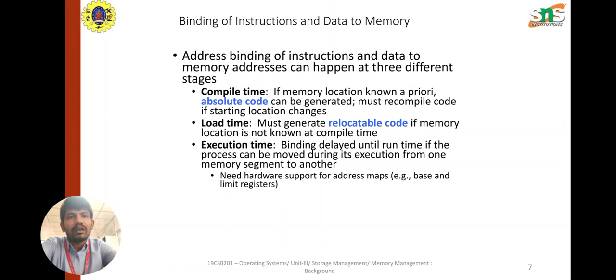So if a memory location is not known at compile time, binding is delayed until runtime. This is execution-time binding, used if the process can be moved during its execution from one memory segment to another. It also needs hardware support for address maps, for example base and limit registers.